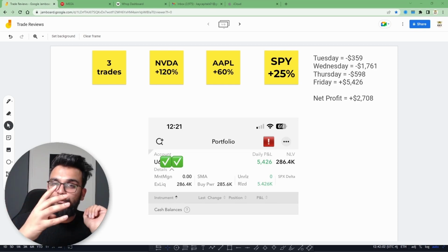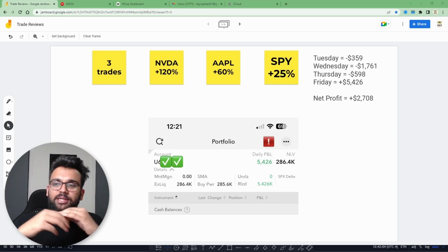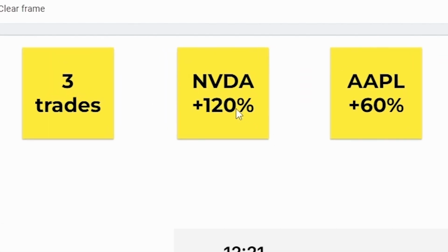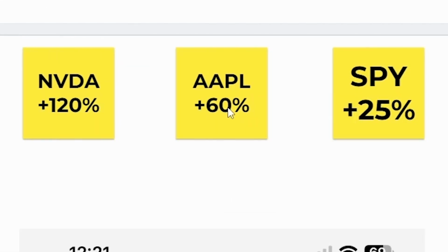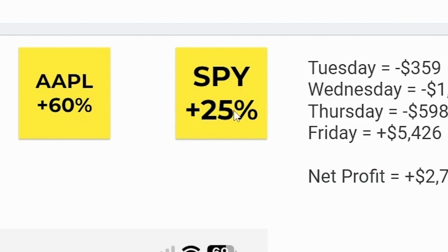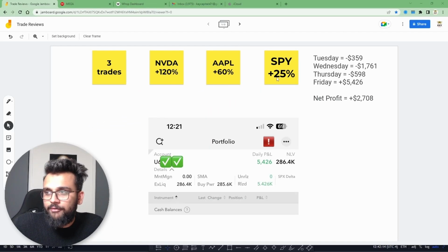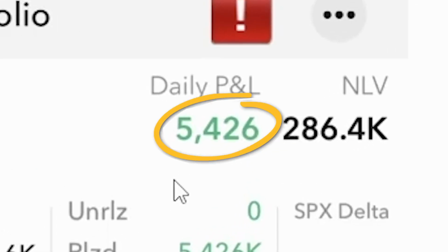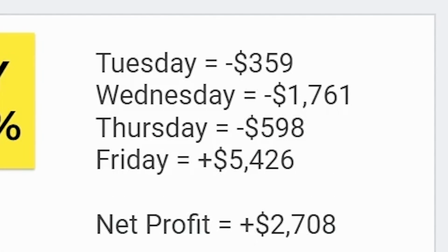Today I actually took 4 trades, but 3 trades were winners. We'll talk about each and every trade. So Nvidia 120+%, Apple 60+%, SPY 25+%. This is where I took profits, and they went further across. But here I made $5,426 today.